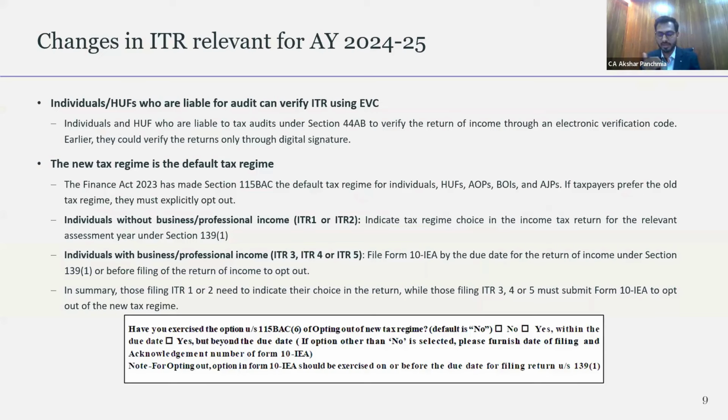So, for example, if you are a partner in a partnership firm, which is otherwise not required under the Companies Act to get a DSC, then in that case, you will be able to get away with the requirement of a DSC.